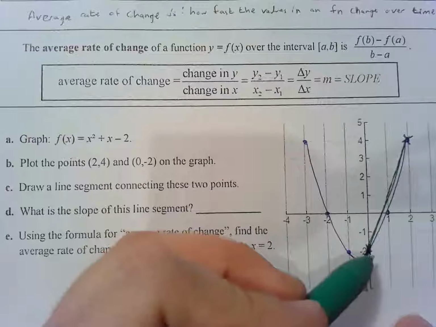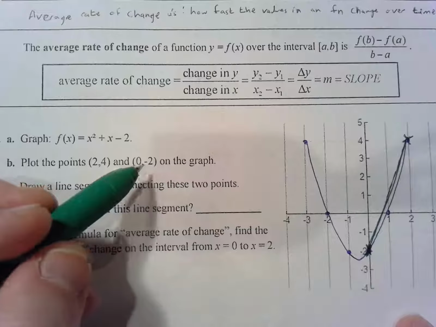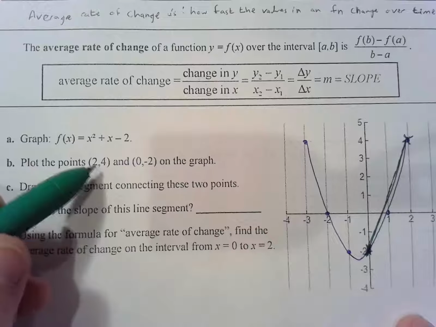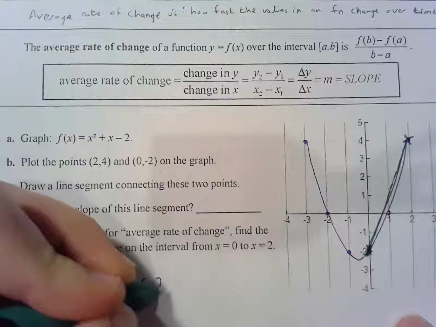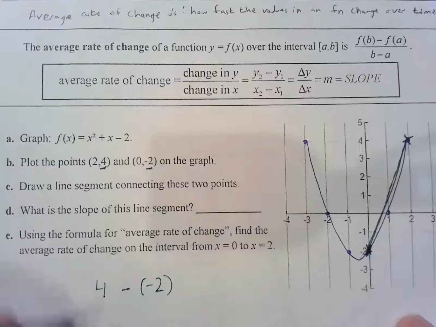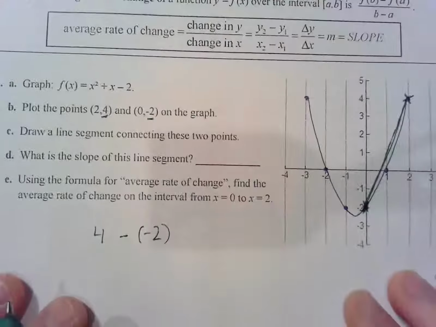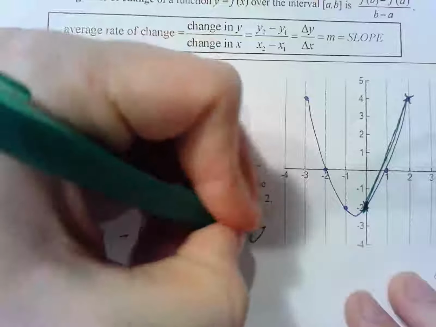I'm going to use the formula. I'm going to say, all right, well, I want my change in y. So I'll start with this one first. 4 minus negative 2. Those are my y's. And that gets me 4 minus negative 2 is going to be 4 plus 2. It's equal to 6. That was change in y.